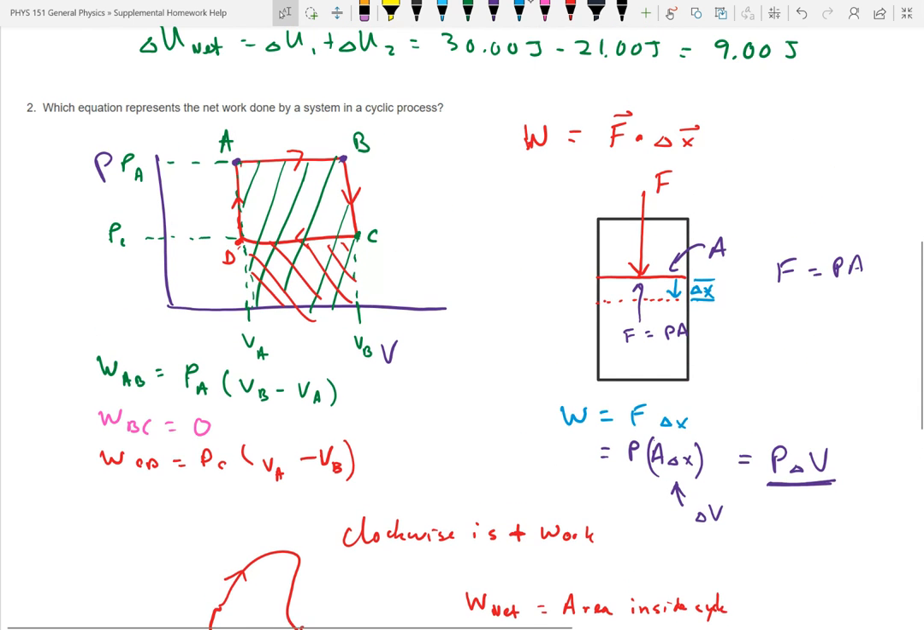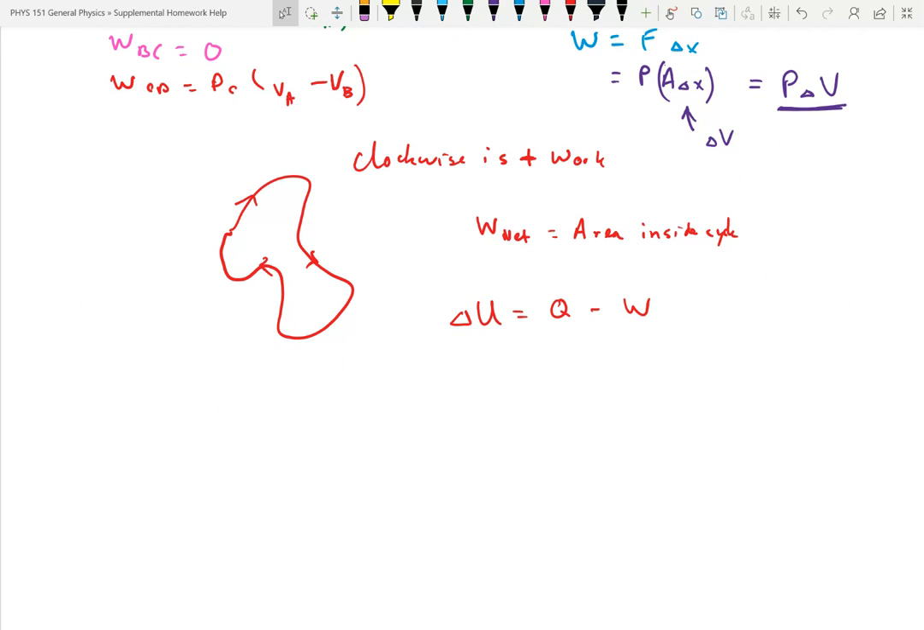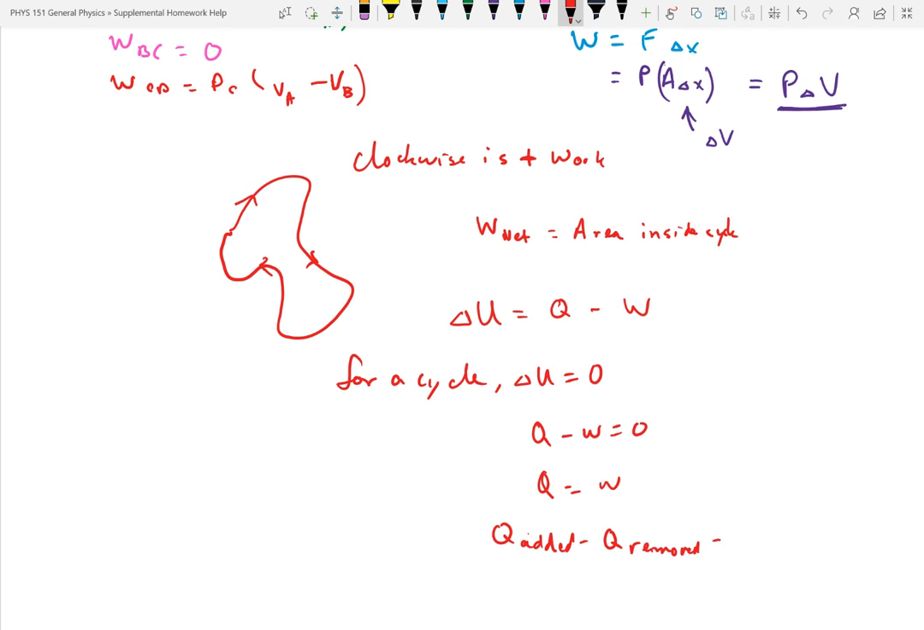And if we are at state A, it is always going to have the same energy. So if I start and end at the same place, what's my change in internal energy? Zero. Because you're at the same place, it's going to have the same energy. So for a cycle, delta U equals 0, and that gives us Q minus W equals 0. So Q equals W. And so the Q is heat added minus heat removed is equal to the work, which is what we've gone through.